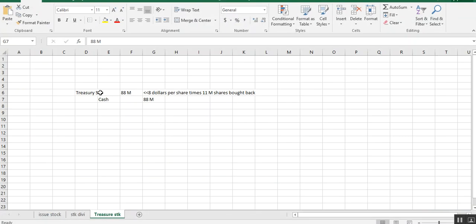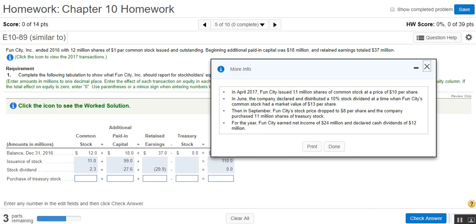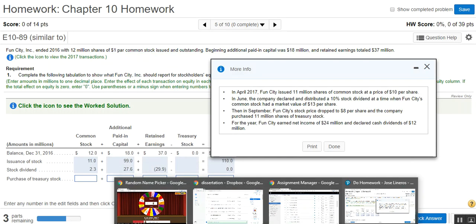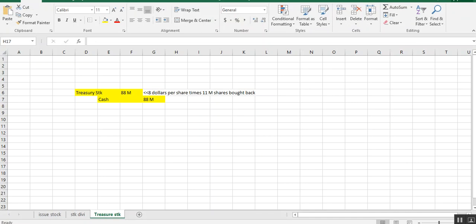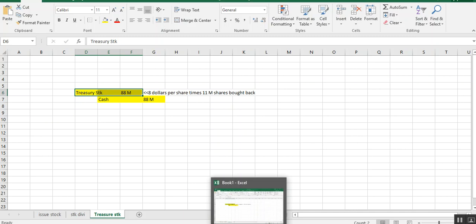Here's the entry. We debit treasury stock for 88 million, which is $8 per share, which is what's out there in the marketplace, times the 11 million. And then, of course, a credit to cash, which, you'll notice, has nothing to do with here. We're not dealing with cash. We're dealing exclusively with the paid-in capital, the stockholders' equity. So really what we're left with is a deduction of 88 million. Remember, treasury stock is always deducted.